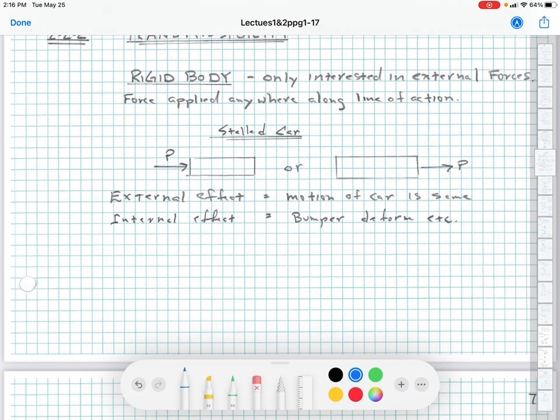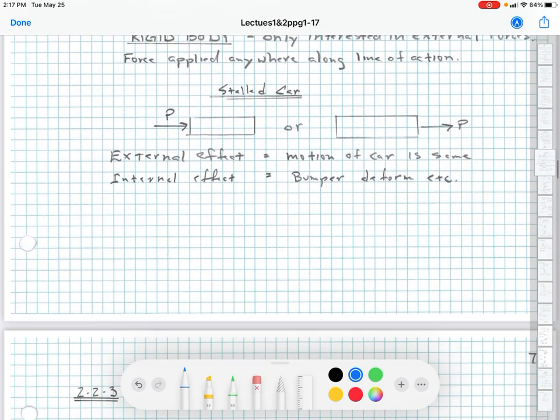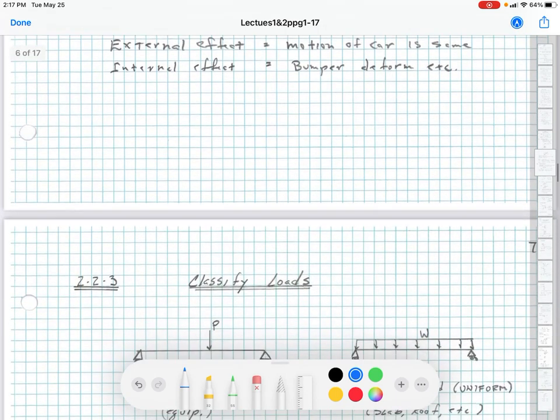So the motion of the car is the same, but you could possibly have a little bit of an internal effect there. You could have a point where you're going to maybe deform the bumper or rip something off the car. That would be something that would be involved with stress, and that would be when we're talking about strength of materials.